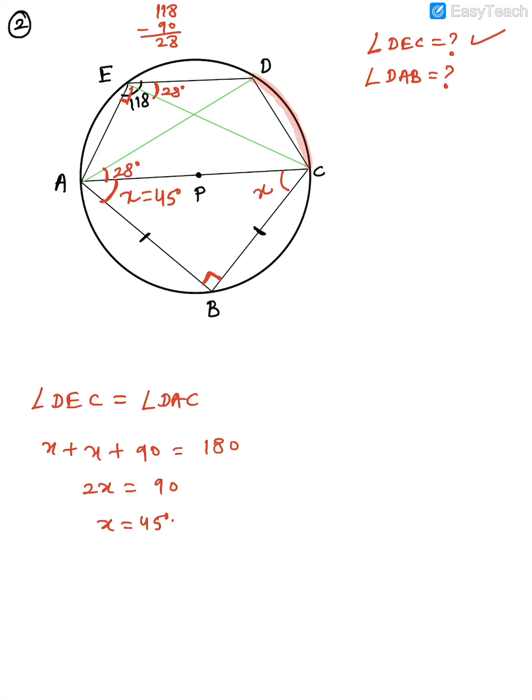So what will be angle DAB equal to then? If you notice properly, DAB is the sum of what? DAC plus BAC. So DAC is 28, BAC is 45, so 73 degree is the answer. Okay, so that's the answer for the second part.